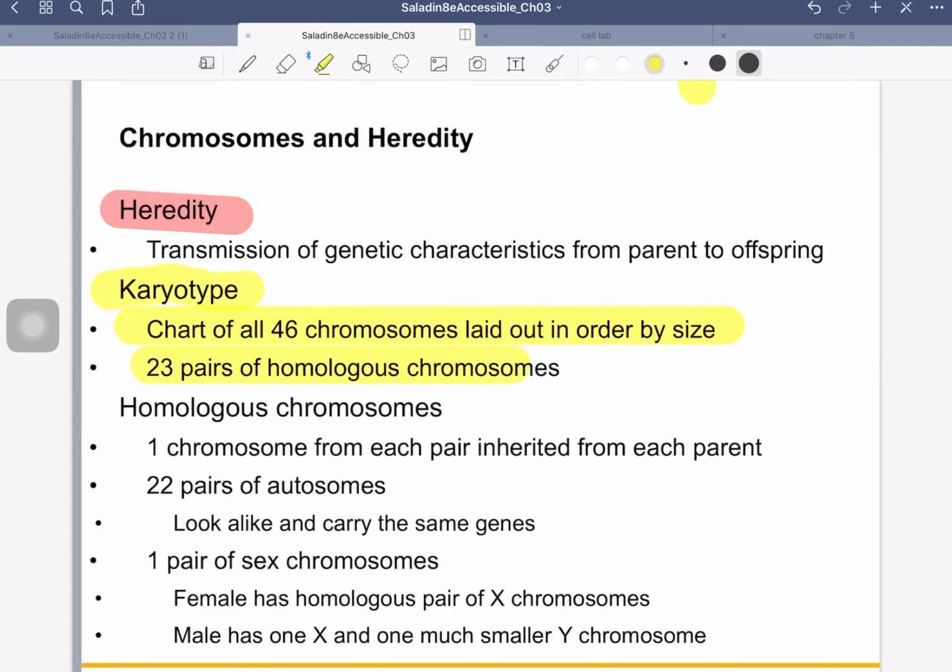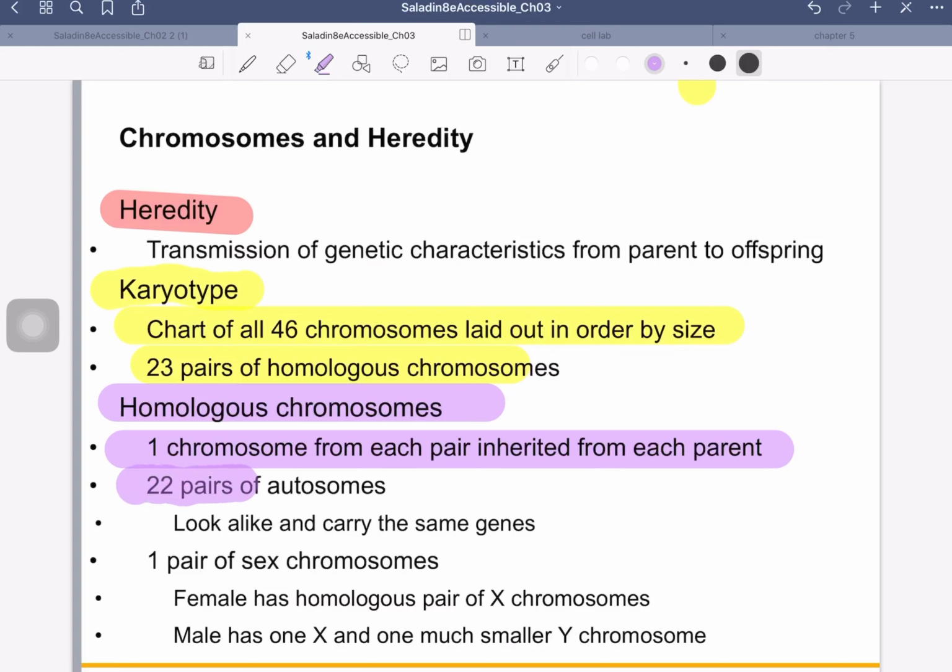Now, then the question becomes, well, what does homologous refer to? So homologous chromosomes, this is where one chromosome in the pair is inherited from the mother and one from the father. And each one of these homologous chromosomes will have corresponding alleles or genetic features on it that it'll code for. 22 of the pairs we refer to as autosomes, and one of the pairs will be the sex chromosomes. And of course, this is the X and the Y chromosomes.